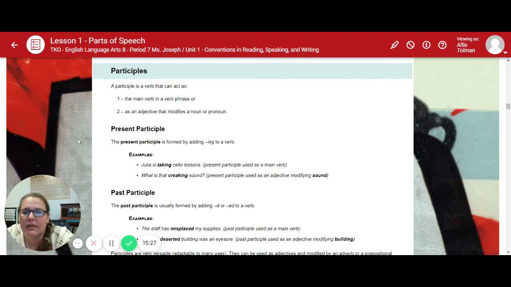All right, now we're talking about participles. A participle is a verb that can act as 1, the main verb in a verb phrase, or 2, as an adjective that modifies a noun or pronoun.